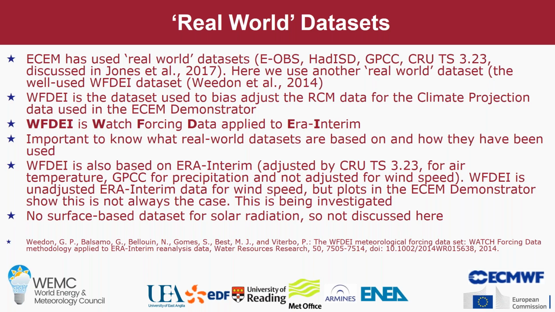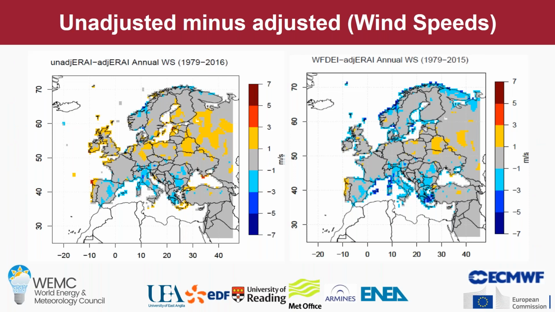So I want to highlight here some of the issues when you do this comparison and how much you're bias adjusting the data sets. So here for wind speed, we have 2 plots. And they're for the period 1979 to 2016 on the left. This is the unadjusted Era Interim minus our adjustment. So this is how much we are adjusting Era Interim.